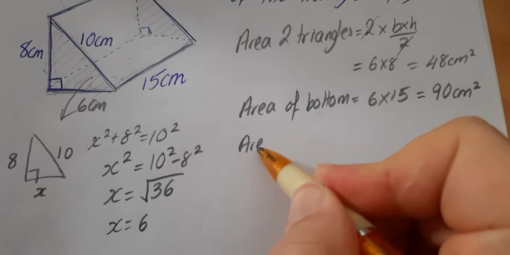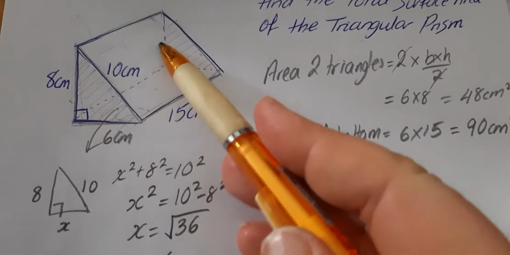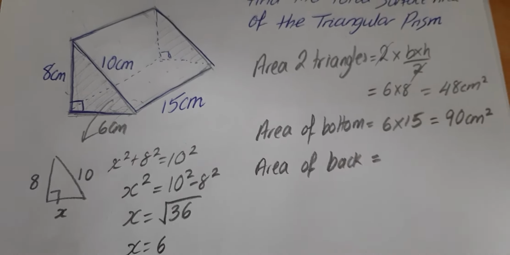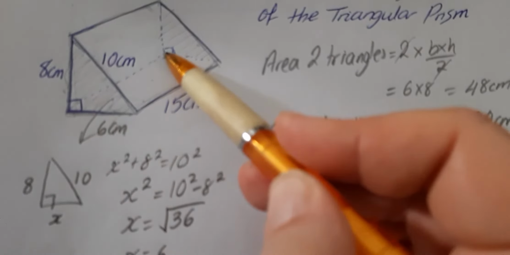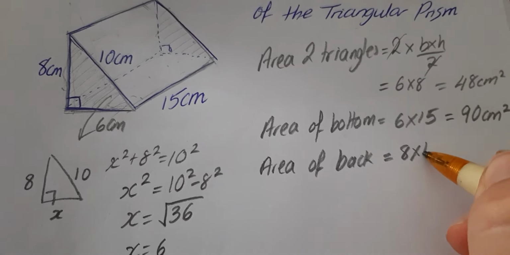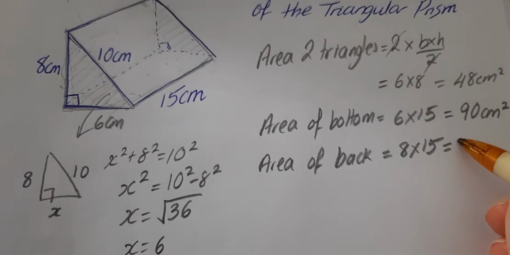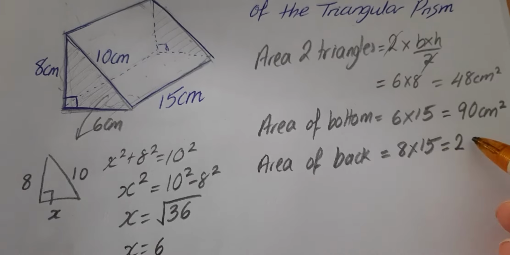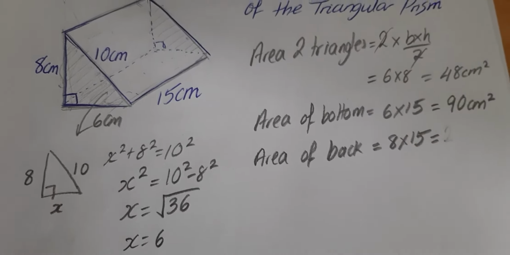The area of the back, that's a rectangle right there at the back. So the area of, I will call that the back rectangle, basically. The back rectangle is 8 times how far back it goes. It goes back 15, so it's 8 times 15, which will be 220, if I'm not mistaken. It's 80 and 40. Sorry, what am I on about? 120.